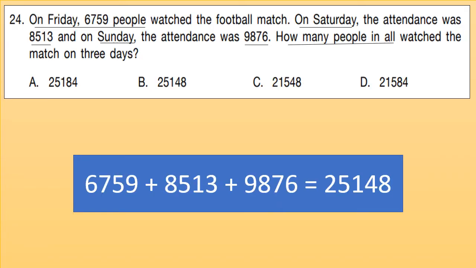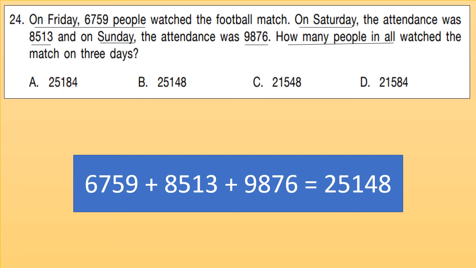On Friday, 6,759 people watched the football match. On Saturday, the attendance was 8,513 and on Sunday the attendance was 9,876. How many people in all watched the match on 3 days? Now to get how many people watched the match on 3 days, we have to add the number of people watched on Friday, Saturday and Sunday.